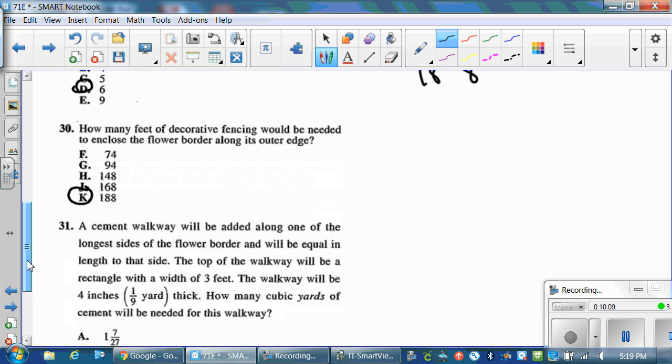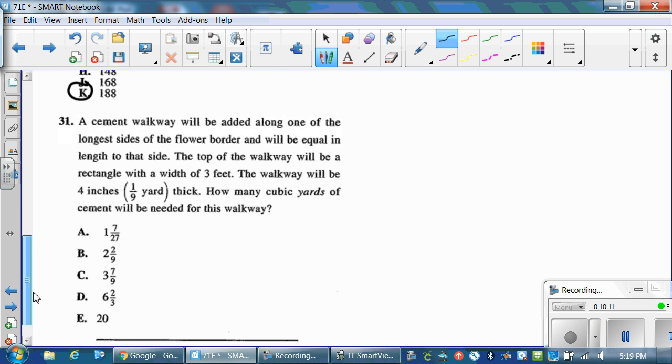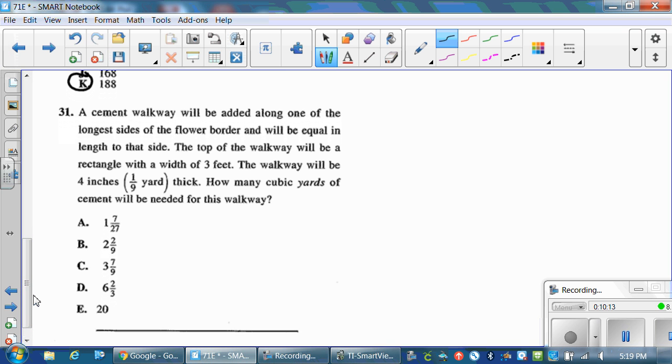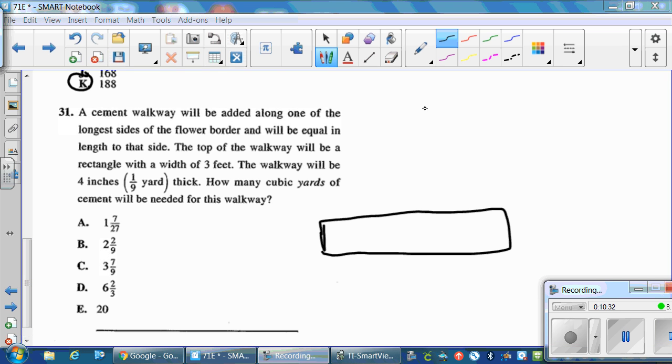All right, last one. A cement walkway will be added along one of the longest sides of the flower bed and will be equal in length to that side. The top of the walkway will be a rectangle with a width of 3 feet. The walkway will be 4 inches, or 1/9 of a yard, thick. How many cubic yards of cement will be needed for this walkway? All right, they want cubic yards, so we're talking volume. Volume is length times width times height.